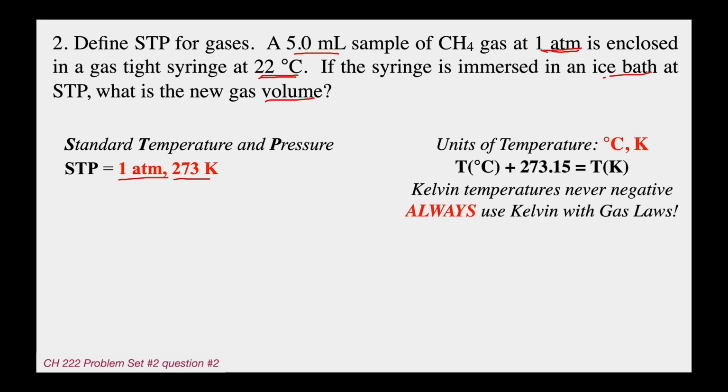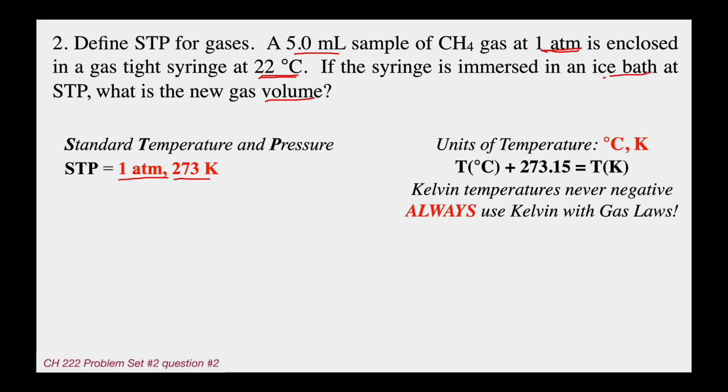When you want to convert from Celsius to Kelvin, and this is something we did in Chem 221 as well, you want to add 273.15 to the Celsius temperature to get Kelvin. Kelvin temperatures are super important, and you always want to use Kelvin when it comes to gas laws. Don't ever use Celsius. Celsius a lot of times is recorded in the lab, but then for calculations, you must use Kelvin.